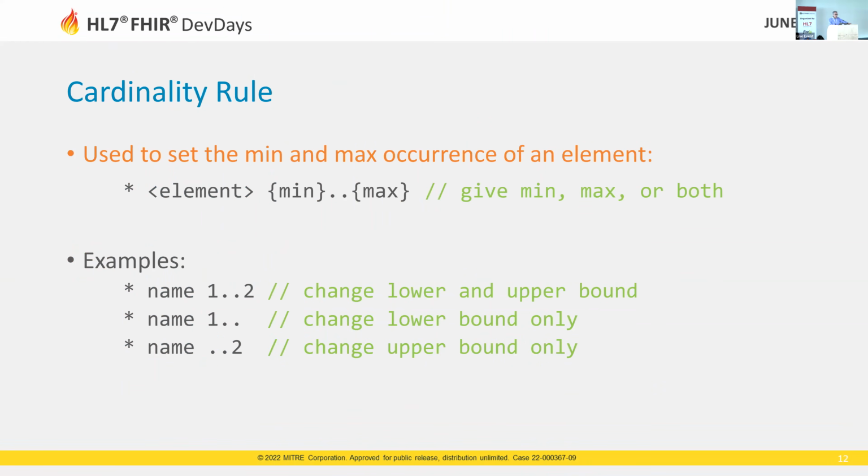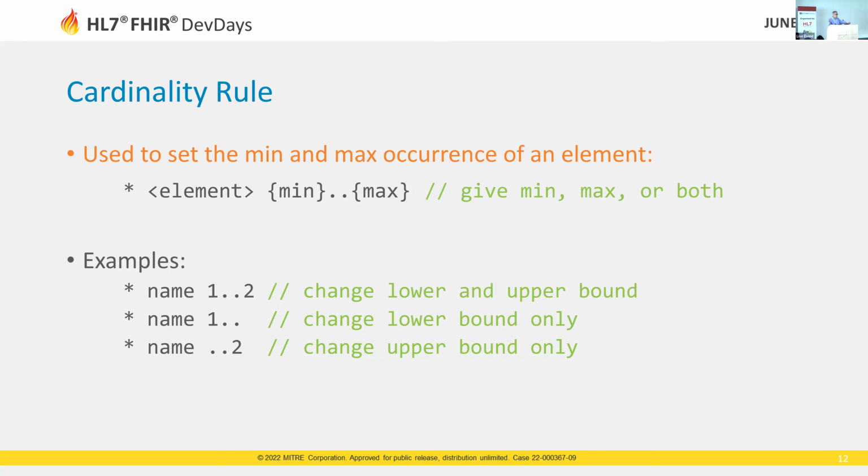So now I'll talk about rules. First, a simple rule, the cardinality rule. It gives the path to an element and then two numbers: the lower bound, then dot dot, and the upper bound. And this is just to change the base cardinality. So if name is 0 to star, you might want to change it to name 1..2. And this is just how it appears in an IG, so you're probably used to seeing it this way.